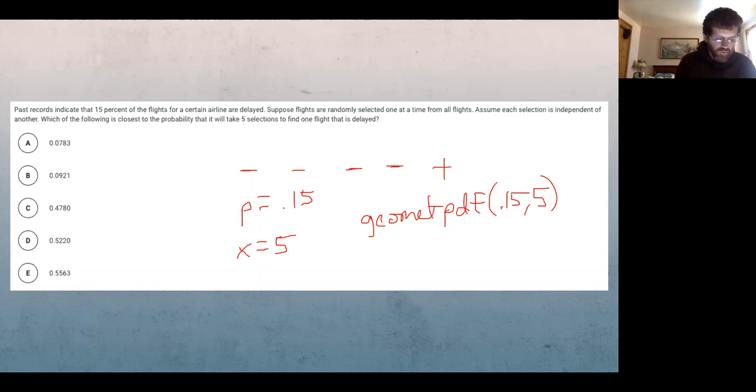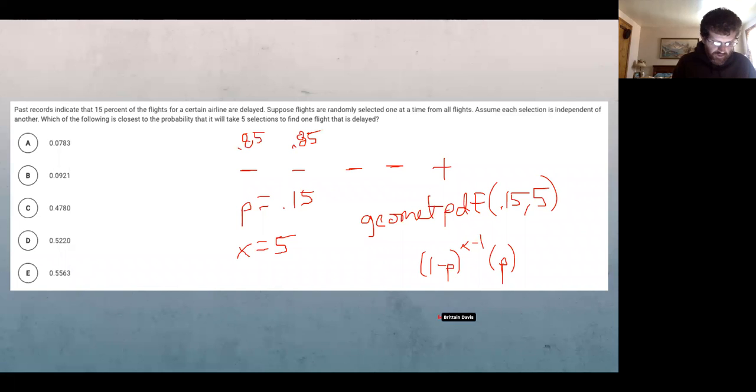But remember, what we're essentially doing is the formula for this. If I can think through it real quick, the probability of failure is 1 minus P. This is a probability of failure raised to the power of X minus 1, and then times the probability of success. So that's really your PDF. I might not have quoted exactly, but that's essentially what we're doing, because we now have a 0.85 probability that any one of these is not going to be delayed.